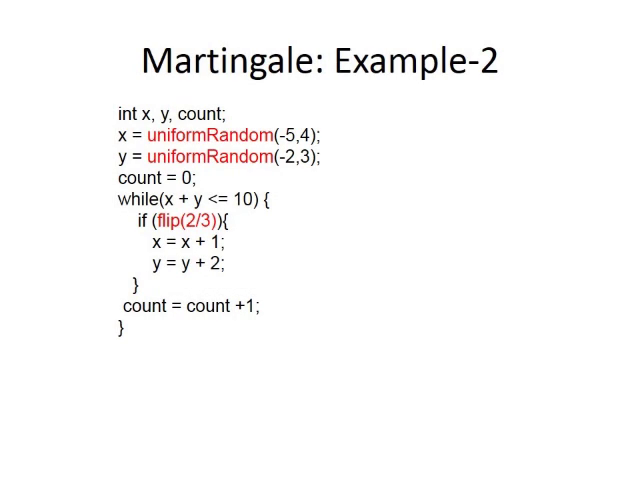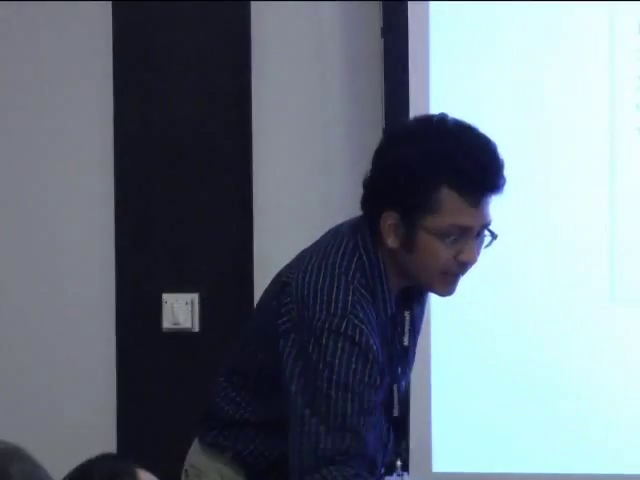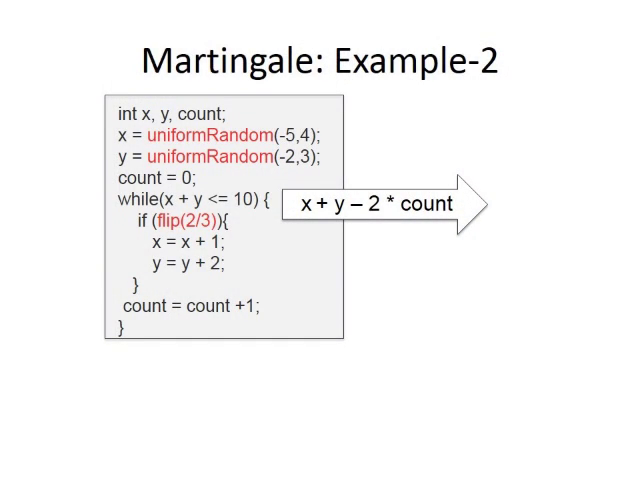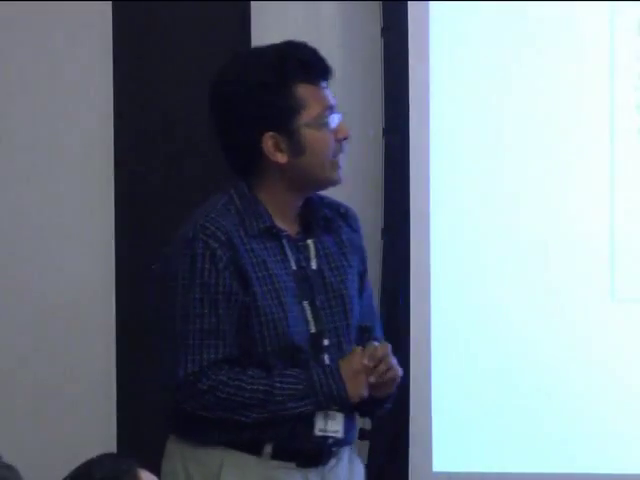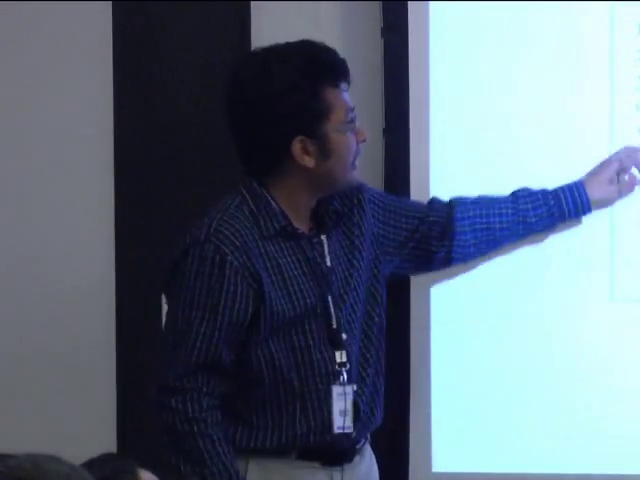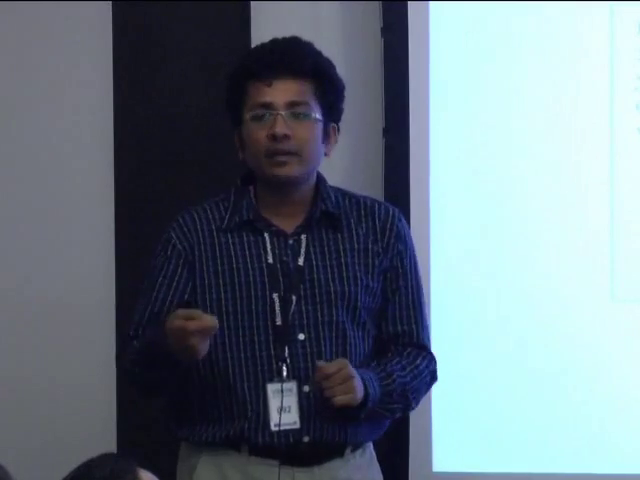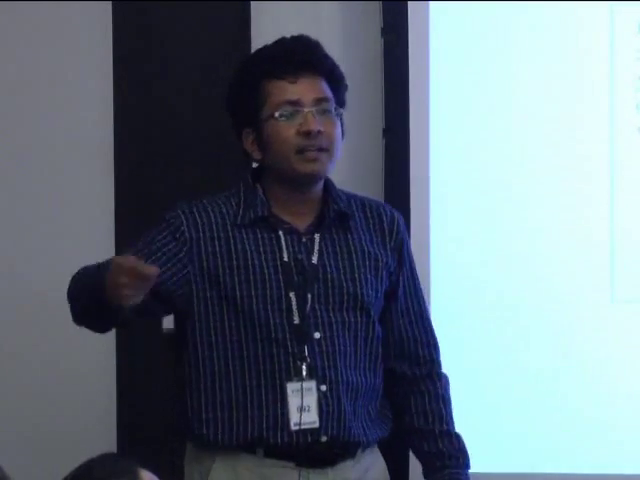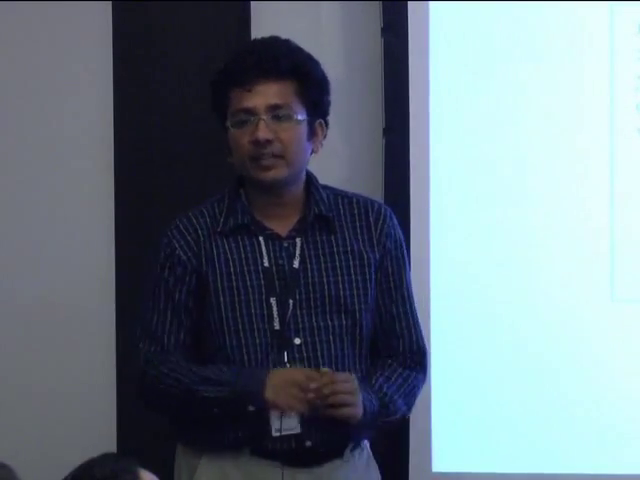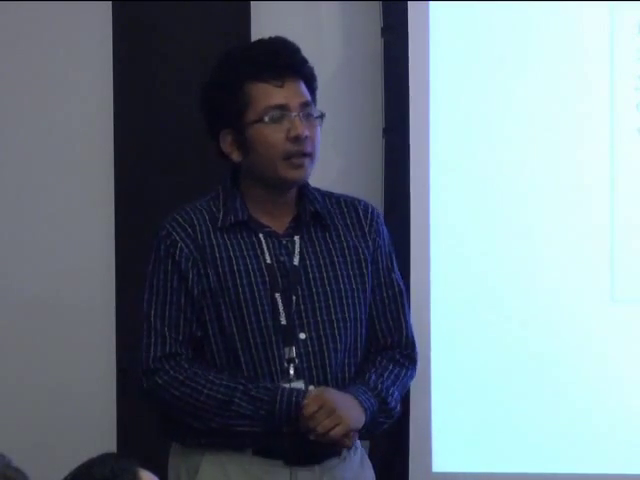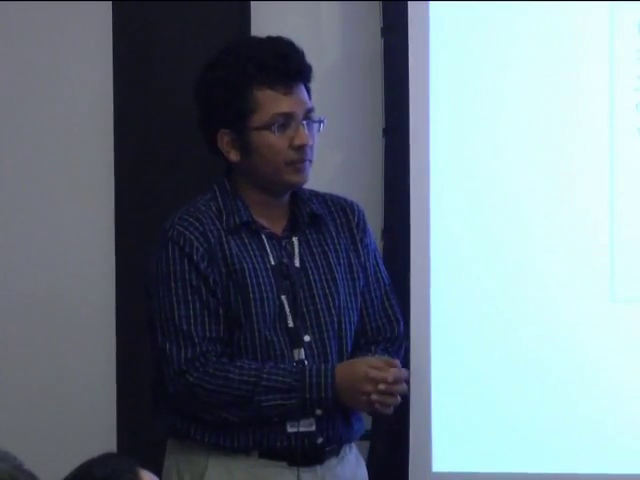Right, so let me give you the second example of a martingale after the textbook example, which is the example we are interested in. So take this program, I've simplified it just a little bit to fit it in the slide, and print x plus y minus 2 times count every time you're on the loop head. Just print it, and if you terminate, just keep printing the last value you printed every 1 second. Just keep printing it, okay? And imagine that as your stochastic process, okay?